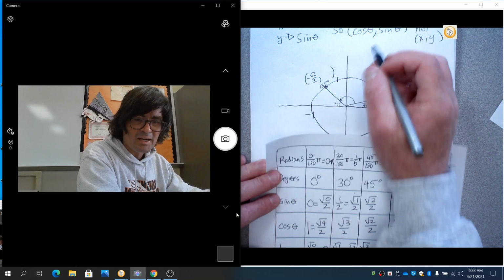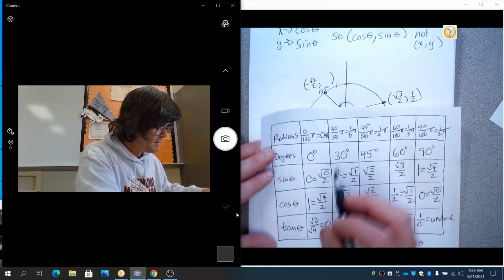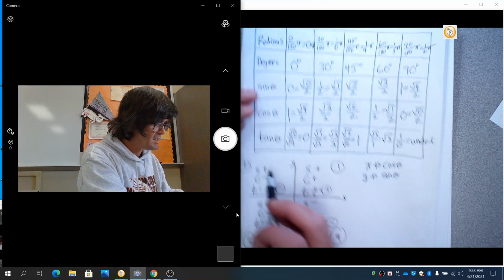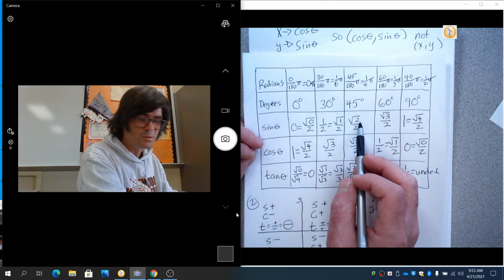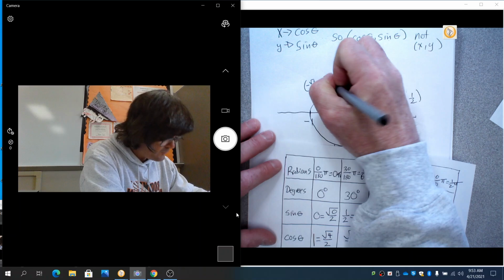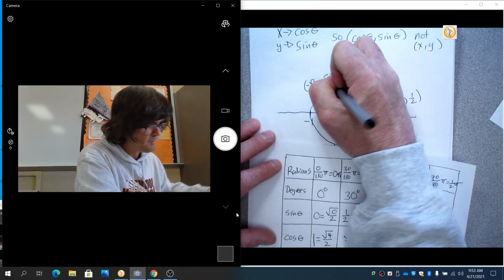And then what about the sine of 135? Well, sine, if you remember from your chart, is positive, and then sine of 45 degrees is root 2 over 2. So this is going to be positive root 2 over 2.